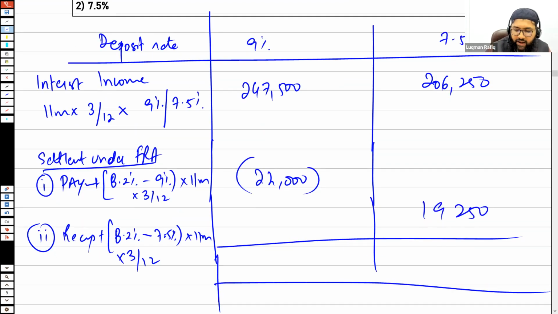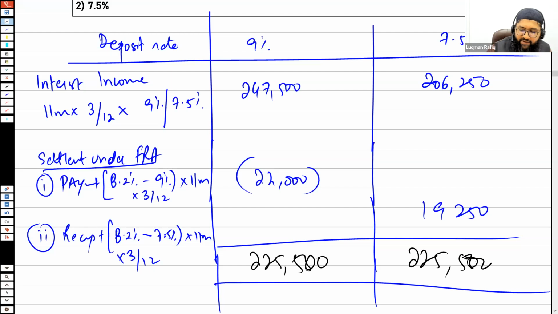So hence resultingly, what's going to happen? You would say 247,500 minus 22,000, 225,500. And this is also going to be 225,500. So basically, when we talk about this interest income, this is how it is going to be, 225,500.